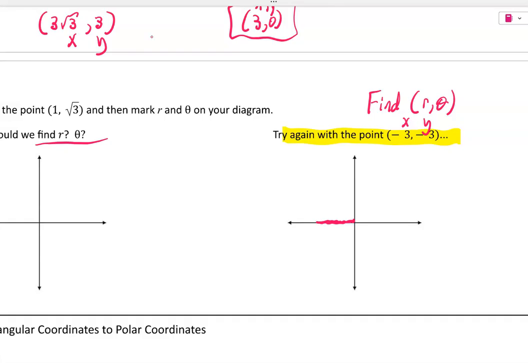So look, x equals negative 3. I've got this right here. I've got y equals negative 3. That's down here. That's my point. Right? No doubt about it. We could plot that. We've been plotting that for years. Left 3, down 3, put your dot right there. But they're saying, could you find an r comma theta?